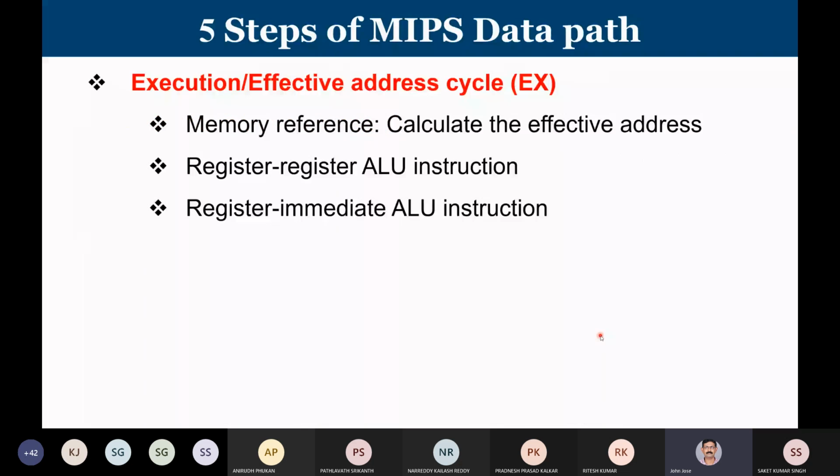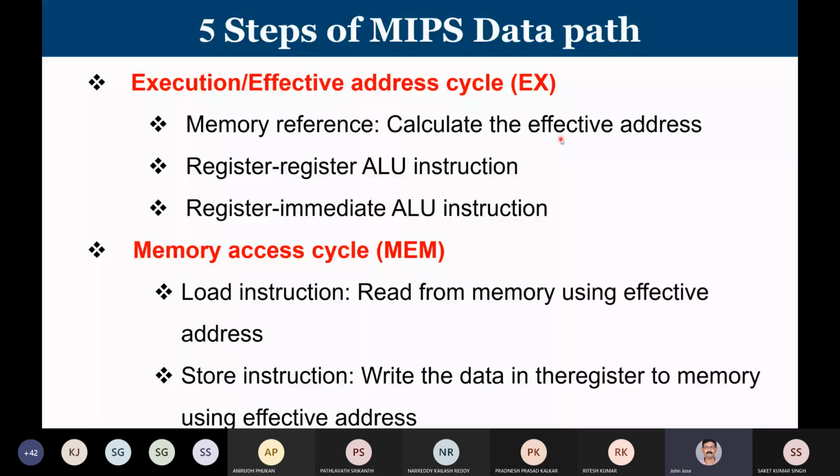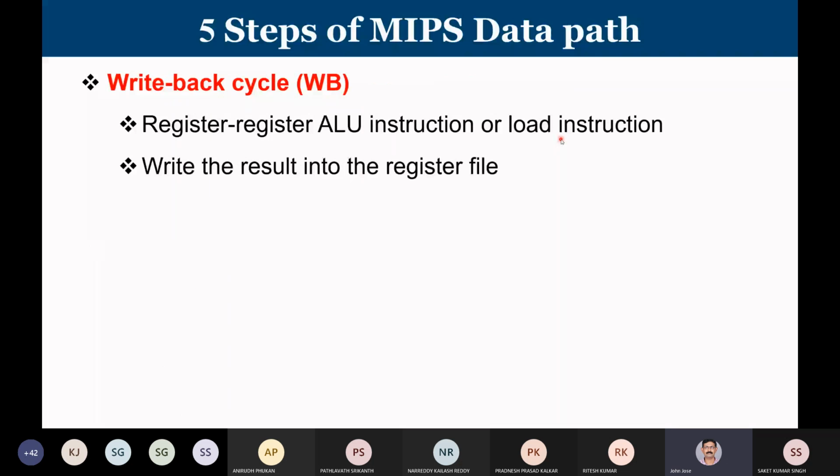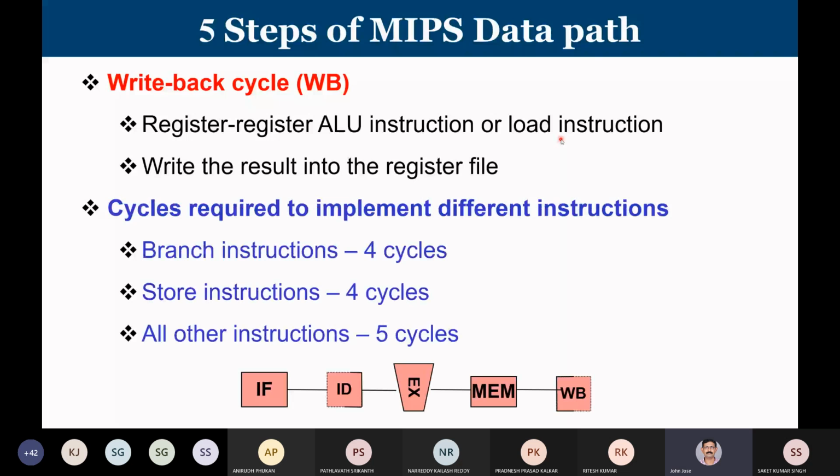In the execution stage, as we discussed, for a register operation it will perform the operation. For memory, it will calculate the effective address. In the MEM stage, for load and store instructions, load means it reads from memory using the effective address. And the last stage is known as write back. Whatever the result of an operation, whether it's a load operation or a register operation, it has to be written back to the register. These are the 5 stages. So in short, we have IF, ID, EX, MEM, and write back.